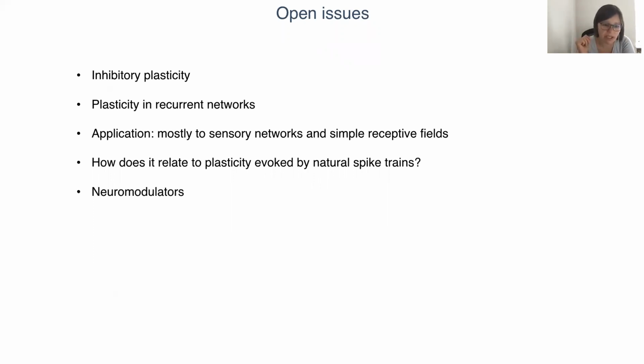Unfortunately, most of the application has been in sensory systems, where we look at the emergence of simple receptive fields. But how this applies to computations and more interesting memory paradigms that real animals use is also a big open question. Natural spike trains, the role of neuromodulators. So these are all big open fields really that we and others are working on.